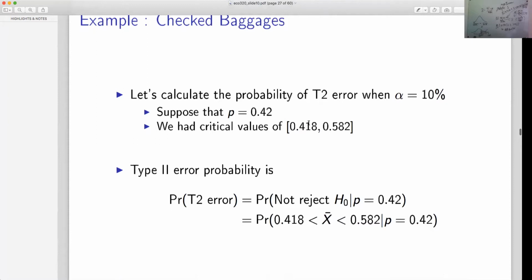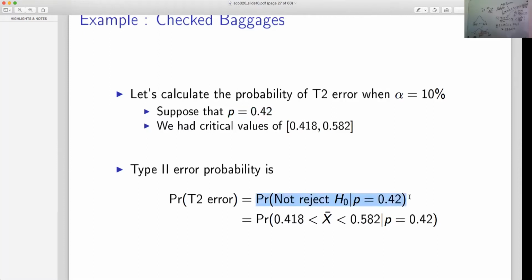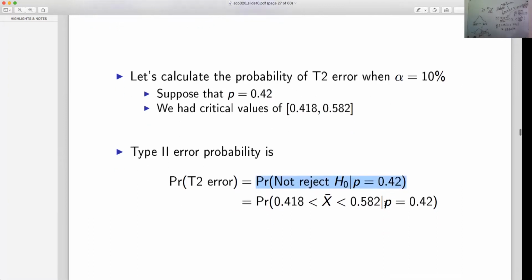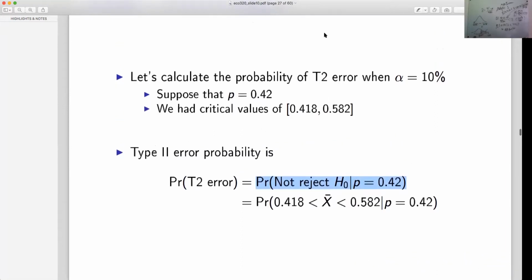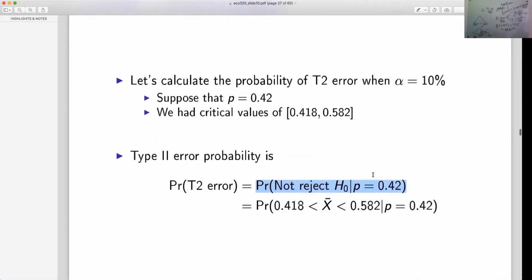How do we get the type 2 error? Suppose this is the case. Conditioning on this being the true value, we were supposed to reject, but we are not rejecting. So this is the probability of type 2 error. You should get familiarized with this one, okay? In the exam, you should do this. I already explained it in the previous couple of slides in detail, so make sure you spend enough time to go over that.